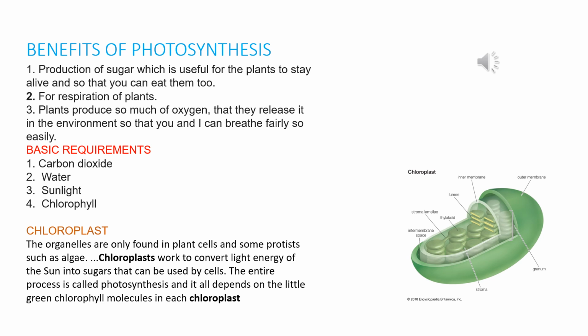Next one is chloroplast. Chloroplast plays an important role in photosynthesis. These organelles are only found in plant cells and some protists such as algae. Chloroplasts work to convert light energy of the sun into sugars that can be used by cells. So chloroplasts actually help to convert the solar energy into sugar. The entire process is called photosynthesis and it all depends on the little green chlorophyll molecules in each chloroplast. So chlorophyll is a molecule that is present within chloroplast, and chloroplast is present in the green leaves.